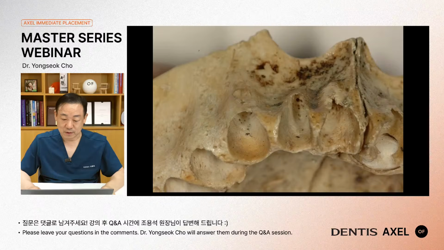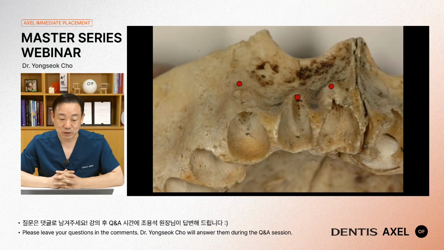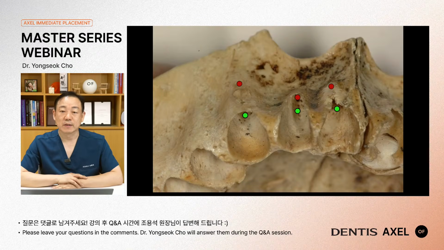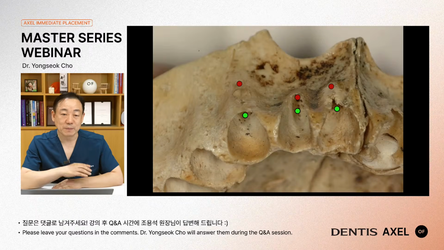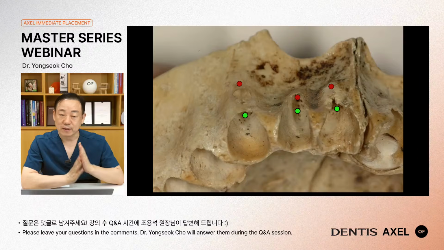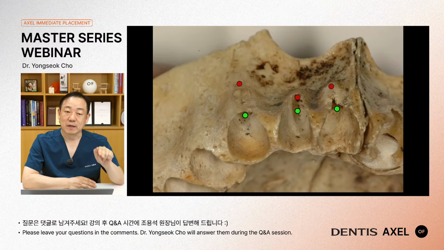Okay. This is the root apex. And when we start, the entry point is here. When it is class 1 TPI, apical third. When it is class 2 TPI, it is middle half. So carefully evaluate the case, and at the start, you must set the entry point depending on TPI.